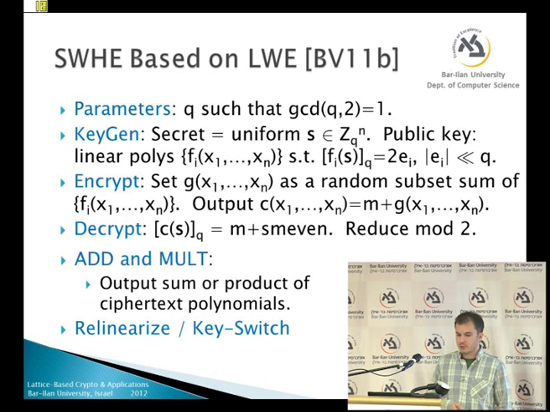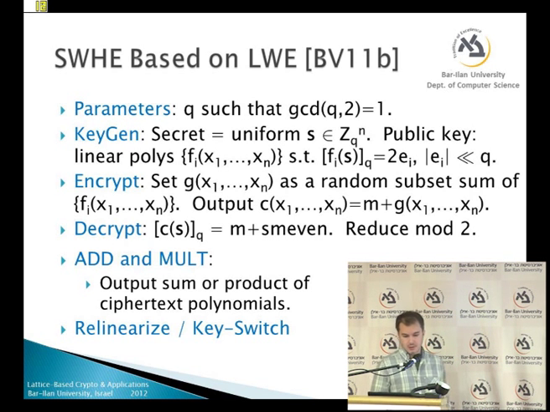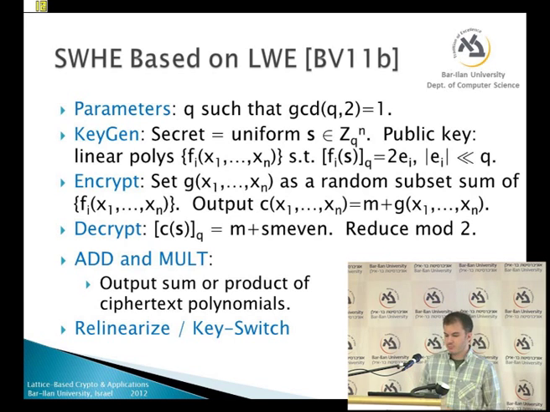And then the somewhat homomorphic encryption scheme is just this. Key generation is just that secret key s. And then the public key is just a bunch of those linear polynomials. And they all evaluate to something small and even at the secret key. To encrypt, you create a random encryption of zero as a random subset sum of the encryptions of zero in the public key, and you add m, the message. To decrypt, you evaluate the ciphertext polynomial at the secret key, and you get the message plus something small and even, and then you reduce mod 2 to get the message.